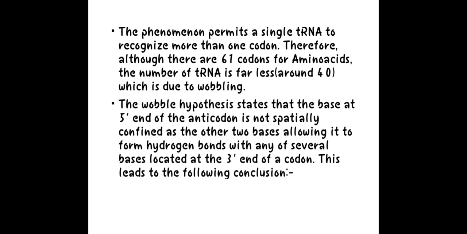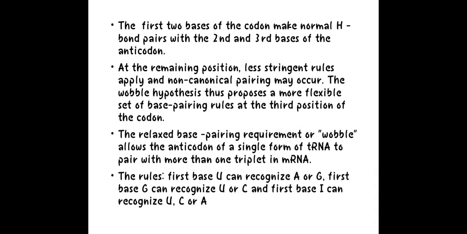due to wobbling. The wobble hypothesis states that the base at the 5' end of the anticodon is not specifically confined as the other two bases, allowing it to form hydrogen bonds with any of several bases located at the 3' end of a codon. This leads to the following conclusion. The first two bases of the codon make normal H-bond pairs with the second and third bases of the anticodon. At the remaining position, less stringent rules apply and non-canonical pairing may occur. The wobble hypothesis thus proposes a more flexible set of base pairing rules at the third position of the codon.